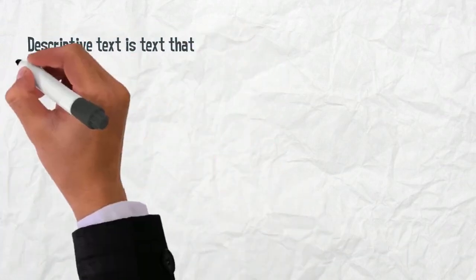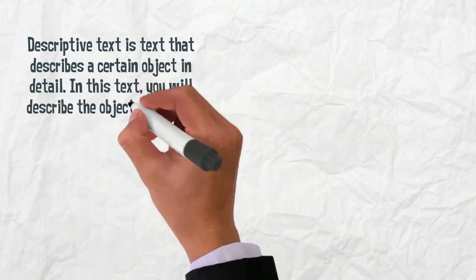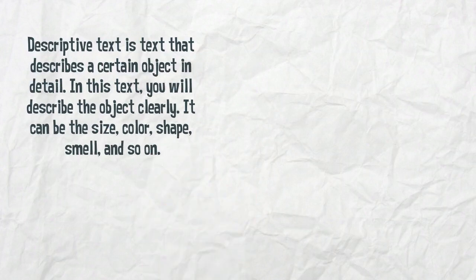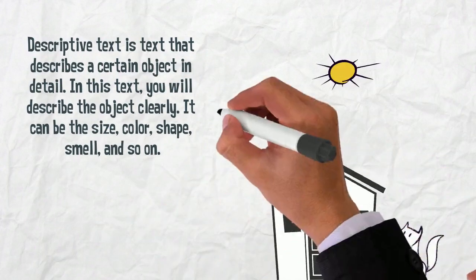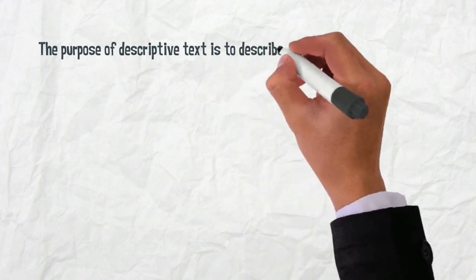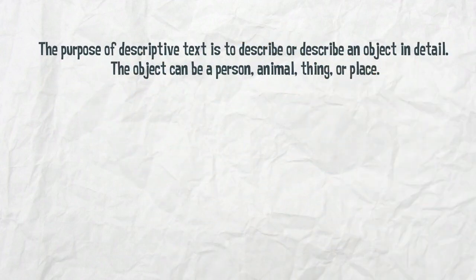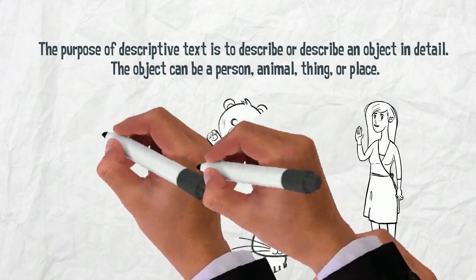Descriptive text is a text that describes a certain object in detail. In this text, you will describe the object clearly. It can be the size, color, shape, smell, and so on. The purpose of descriptive text is to describe an object in detail. The object can be a person, animal, thing, or place.